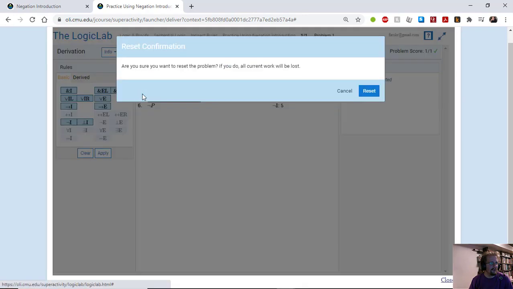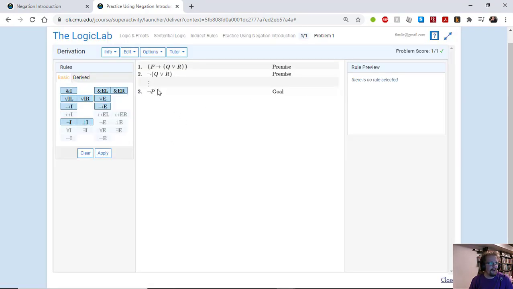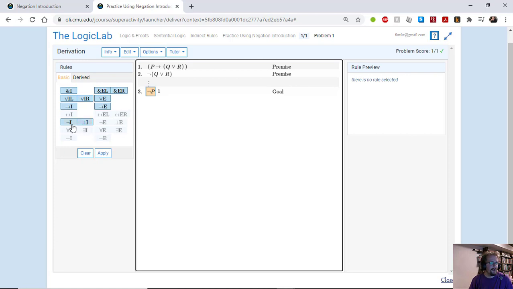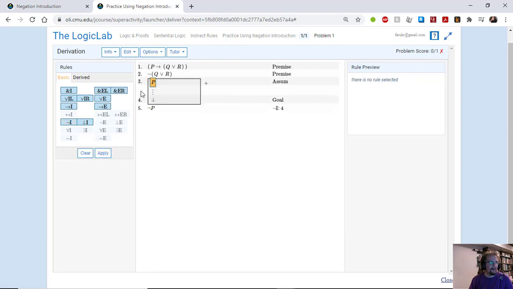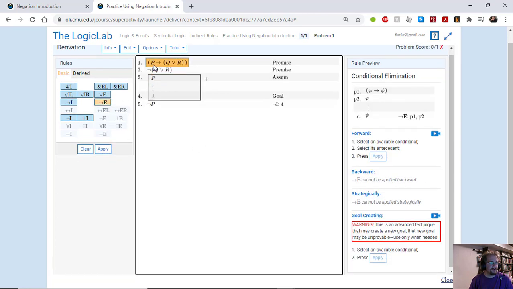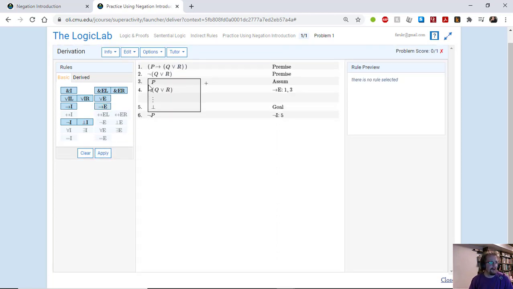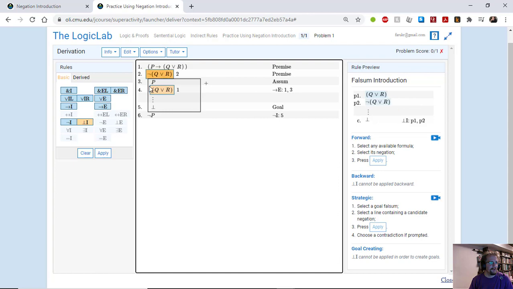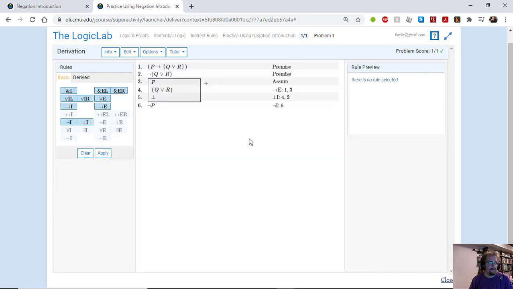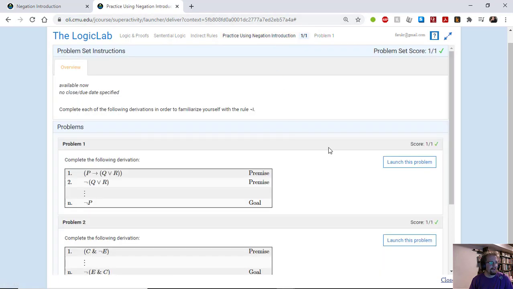Whoops, I guess I hadn't gone back in here for a while. So we're going to do a negation introduction on line 3. Here we go. Conditional elimination, lines 3 and 1. That is going to give us our Q or R. And then we do a Falsum introduction, lines 4 and 2. And there we go. That's the entire problem.